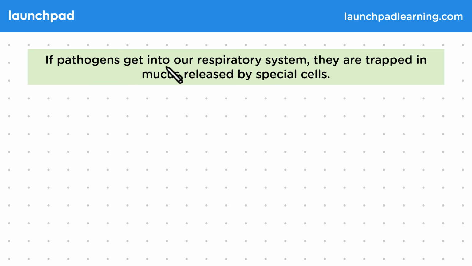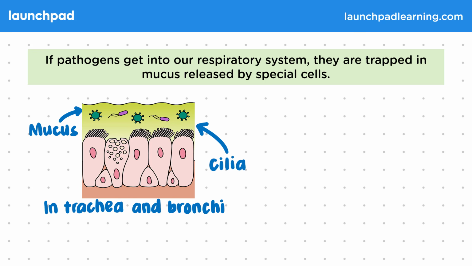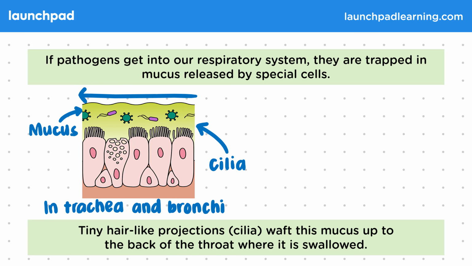If pathogens get into our respiratory system, they are trapped in mucus released by special cells. These cells line the trachea and bronchi, and they have projections called cilia. They also produce mucus. You need to know this for the exam. Tiny hair-like projections, or cilia, waft this mucus up to the back of the throat where it's swallowed. So these cilia move the mucus along so it goes to the back of the throat.